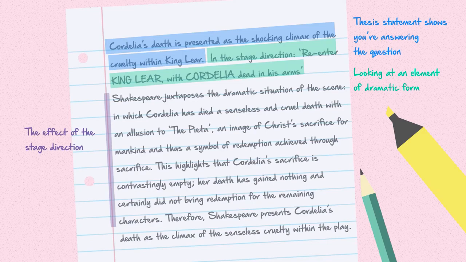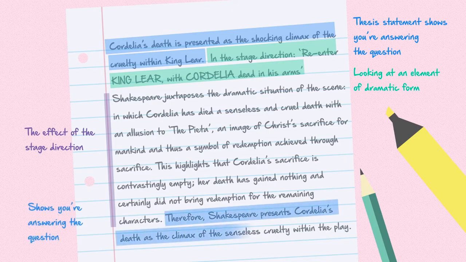This highlights that Cordelia's sacrifice is contrastingly empty. Her death has gained nothing and certainly did not bring redemption for the remaining characters. Therefore, Shakespeare presents Cordelia's death as the climax of the senseless cruelty within the play.